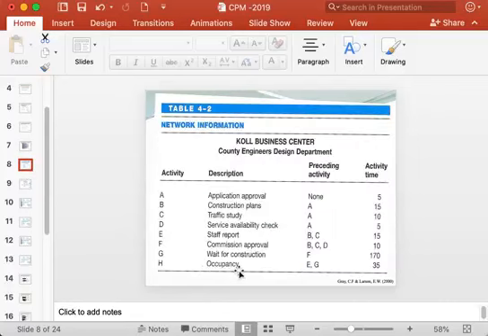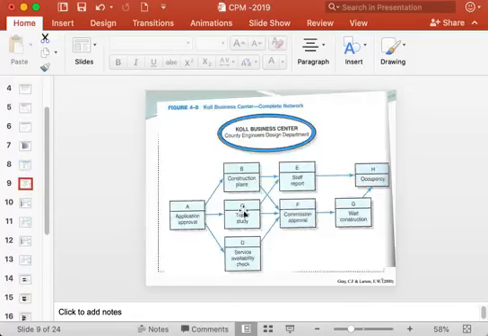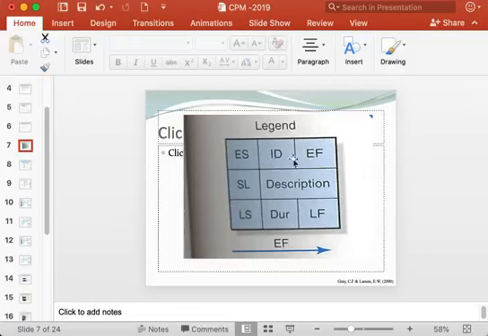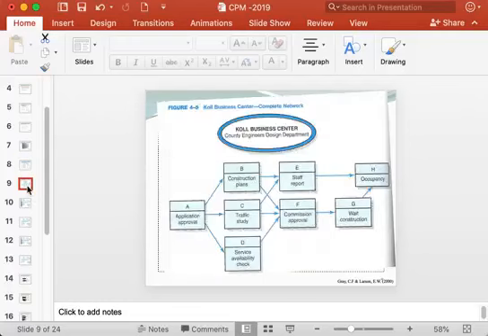Then activity H is preceded by E and G, two activities. Or for H to start, E and G must be finished. So you can see the preceding activity for H is E and G here. That means for activity H to start, E and G both must be completed. Okay, so this is a rough network where you do not have all the details that is provided here. That is how you start.